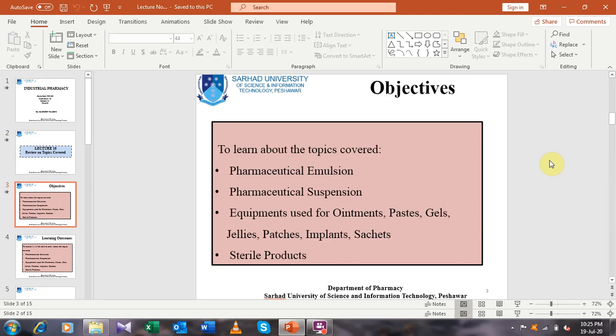The main objective of this lecture is to learn about the topics covered so far, including the pharmaceutical emulsion. That is the first chapter we have covered. The second chapter that we have covered is pharmaceutical suspension, and the third one is equipment used for ointment, paste, gels, jellies, patches, implants and sachets. And the current chapter that we have not completely covered, and some of the topics have been covered from the chapter entitled sterile products.